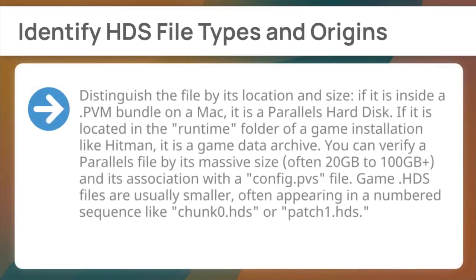First, identify HDS file types and origins. Distinguish the file by its location and size. If it is inside a PVM bundle on a Mac, it is a Parallels hard disk. If it is located in the runtime folder of a game installation like Hitman, it is a game data archive. You can verify a Parallels file by its massive size, often 20 GB to 100 GB plus, and its association with a config.pvs file. Game HDS files are usually smaller, often appearing in a numbered sequence like chunks0.hds or patch1.hds.